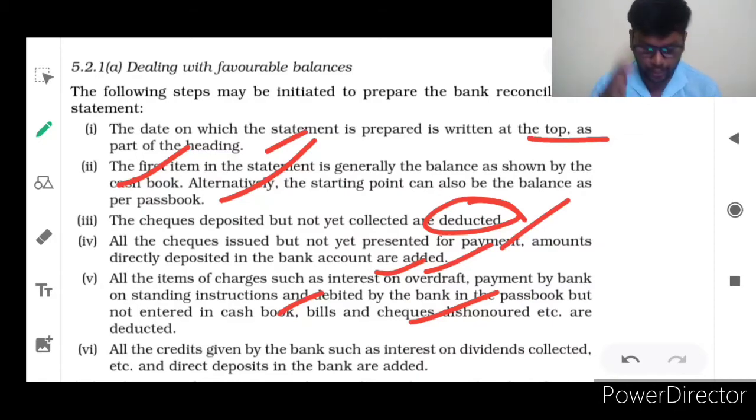So you are a shareholder, you are maintaining a current account, so that company will directly deposit that dividend money to your bank account. Anyway, you are going to enjoy it, you are getting money from your company as a shareholder, isn't it? But you don't know. How do you know that? Only after you get the printed passbook will you come to know. Okay, so collected and direct deposits, it should be added.